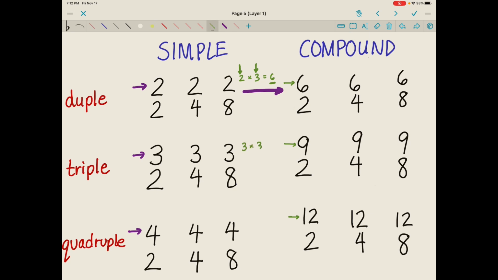3 times 3 equals 9. 3 big beats with 3 little beats inside each of those big beats equals a total of 9 little beats per measure. Again, you can see the relationship between simple triple time and compound triple time. 4 times 3 equals 12. 4 big beats per measure times 3 little beats inside each of those big beats for a total of 12 little beats per measure. You can see the relationship between simple quadruple and compound quadruple time.